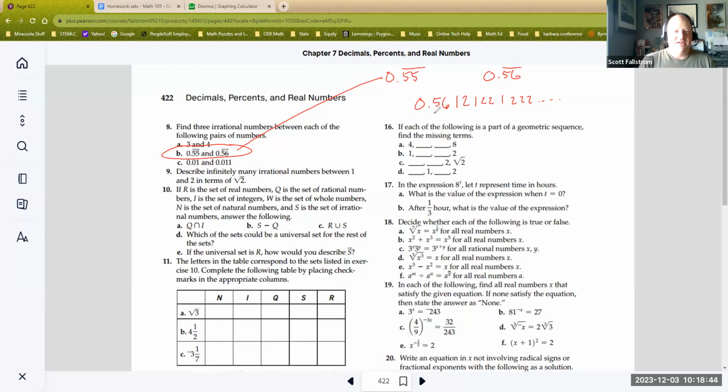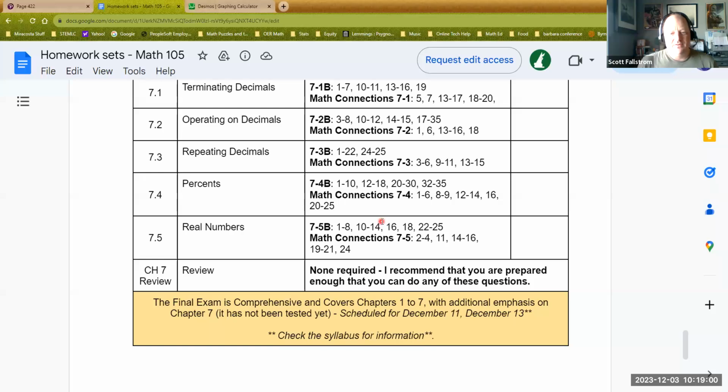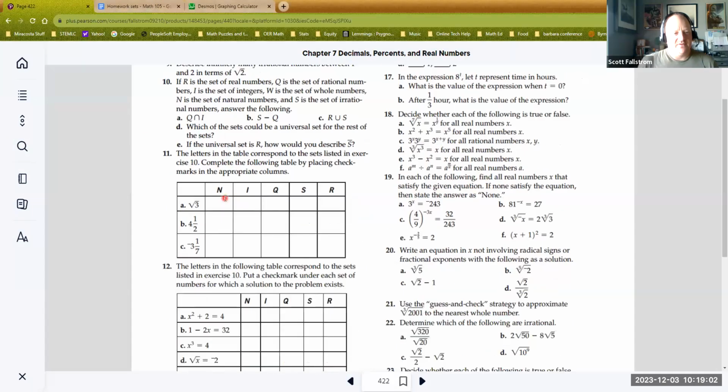But it didn't have to be 5, 6. It could have been 5, 5, as long as it's bigger than 5, 5, 5. It has to be between them. So just make sure your numbers are between them. Let's see here. That was 8. I've already forgotten, 10 through 14, 16, 18. Okay, so 10 through 14.